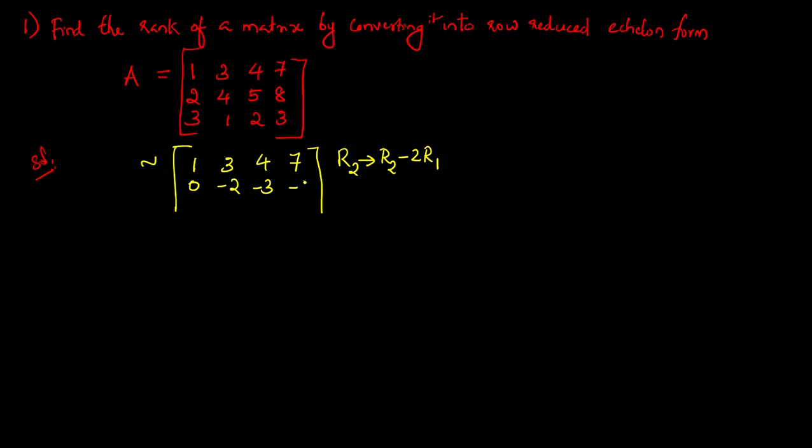that is minus 6. And to make the first element of the third row 0, we can use the row transformation R3 gives R3 minus 3 R1. 3 minus 3 into 1, that is 3 minus 3, 0; 1 minus 3 into 3, 1 minus 9, minus 8; 2 minus 3 into 4, 2 minus 12, minus 10; 3 minus 3 into 7, 3 minus 21, that is minus 18.